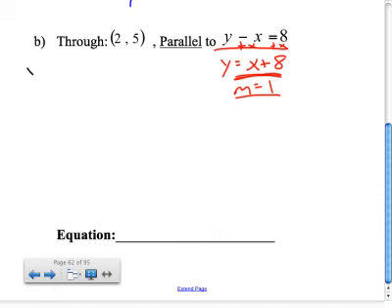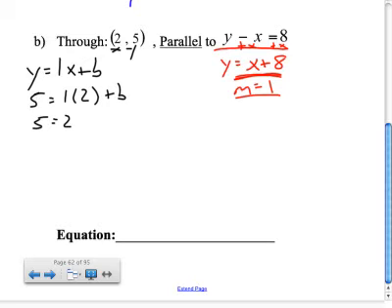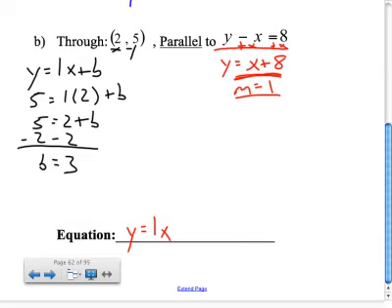So I know this much. I know we have y equals mx plus b. Again, I give you x and y, plug them in. 5 equals 1 times 2 plus b, so 5 equals 2 plus b. I've got to get my y-intercept, so my y-intercept here is positive 3. And so my final equation is y equals 1x plus 3.